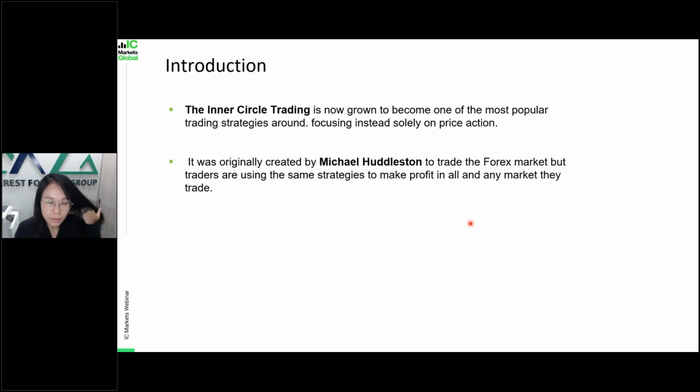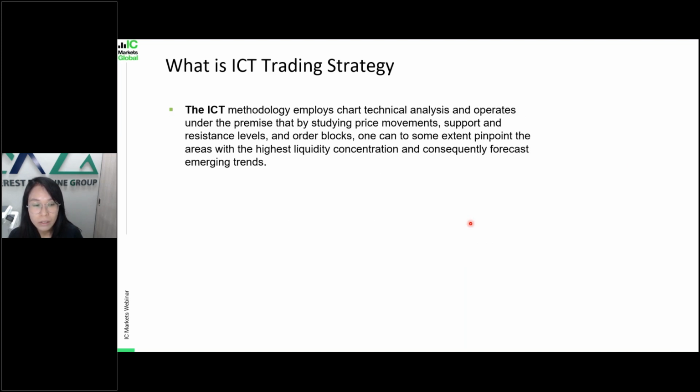So ICT, also known as Inner Circle Trading, focuses solely on price action. This trading strategy is a price action strategy where you identify the key moves made by market makers. ICT methodology and strategies were very much one of their kind in the online trading space.